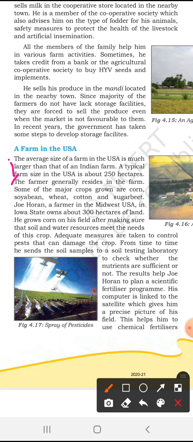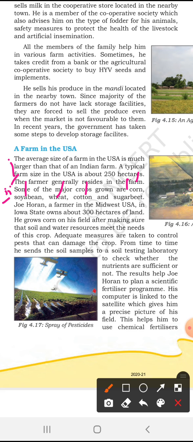Then a farmer generally resides in the farm. Some of the major crops grown are, now note the points that are grown: wheat, corn, soybean, cotton, sugar beet. Now this is the second point, that the farmer grows different types of crops.